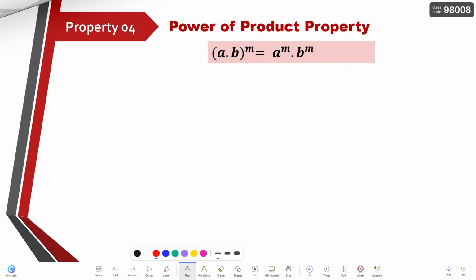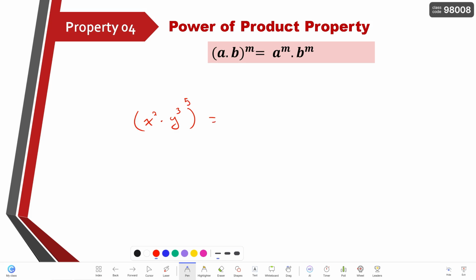The next property is the power of product property. This property says that if you have two numbers multiplied together and the product of those two numbers is raised to the power of m, we can easily find separately a raised to the power of m, then times b to the power of m. So for example, if we have x raised to the power of 2 times y raised to the power of 3, and all of this raised to the power of 5.